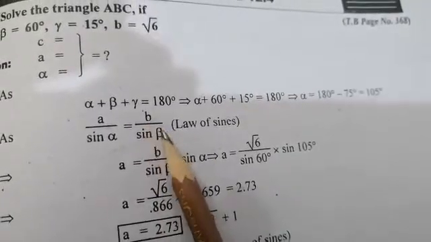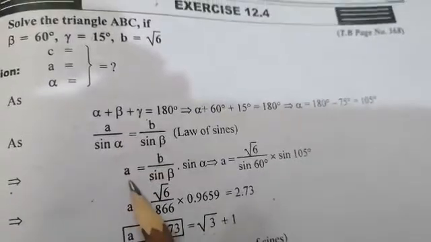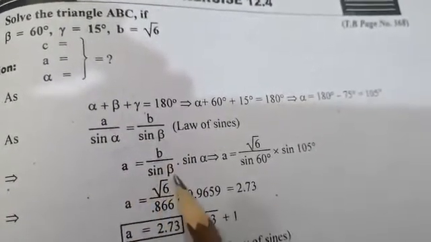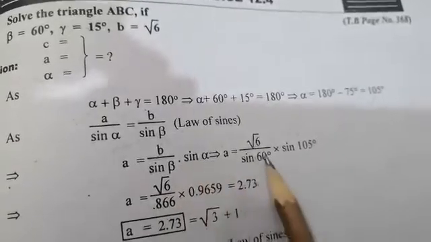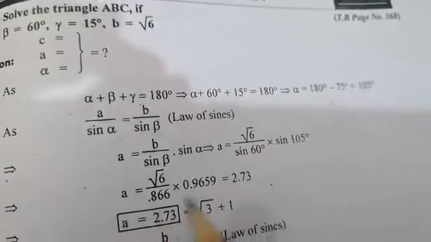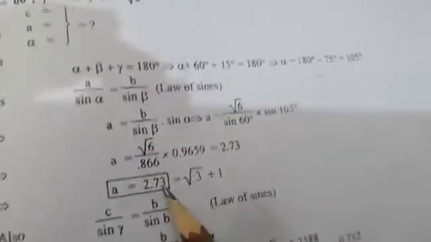After putting values of b, beta and alpha in this expression, we get a is equal to b over sine of beta into sine of alpha. When we put values here, after simplification, we get a is equal to this one.